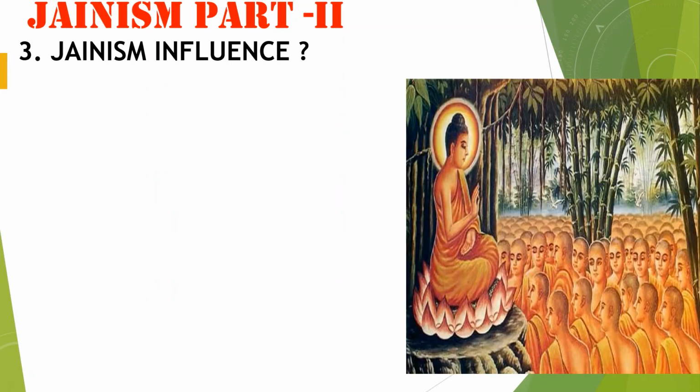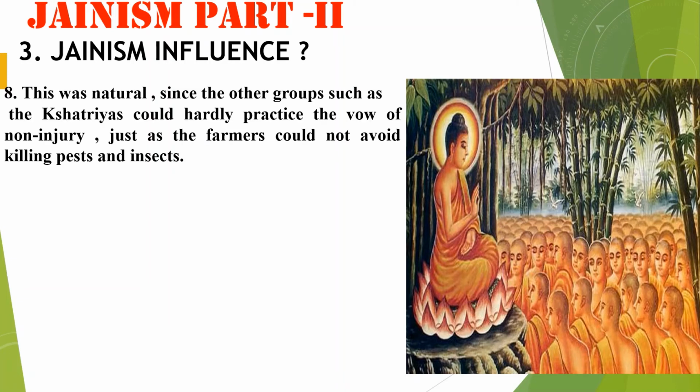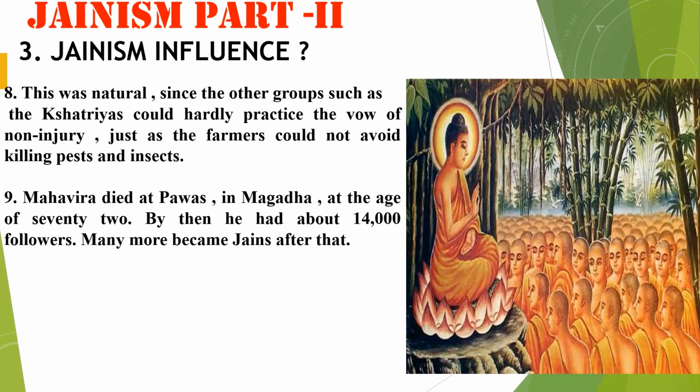Jainism part 2. The third question is Jainism influence. This was natural since the other groups, such as the Kshatriyas, could hardly practice the vow of non-injury, just as the farmers could not avoid killing pests and insects. Mahavira died in Pavapuri in Magadh at the age of 72. By then he had about 14,000 followers. Many more became Jains after that.